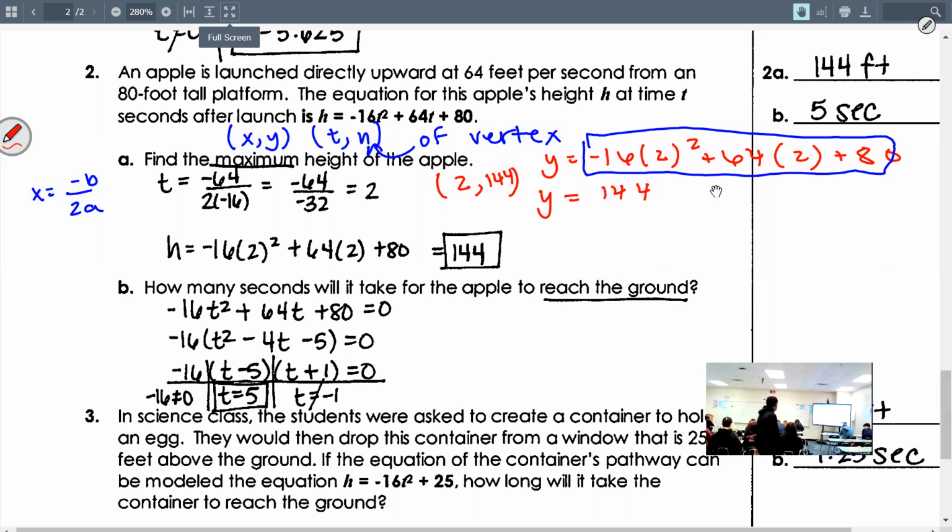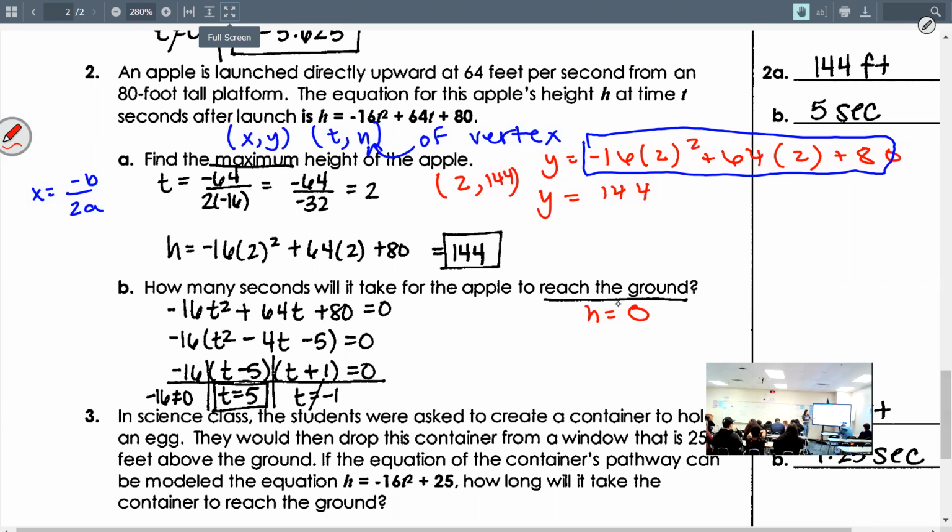All right. And then when we're talking about how many seconds will it take for the apple to reach the ground? Well, at the ground level, what's the height value? 0. So 80 is actually your starting height. And h is 0 is when your ball has reached the ground. But technically, when you type it into Desmos, it'll give you 2 answers. You need to pick the one that makes the most sense.